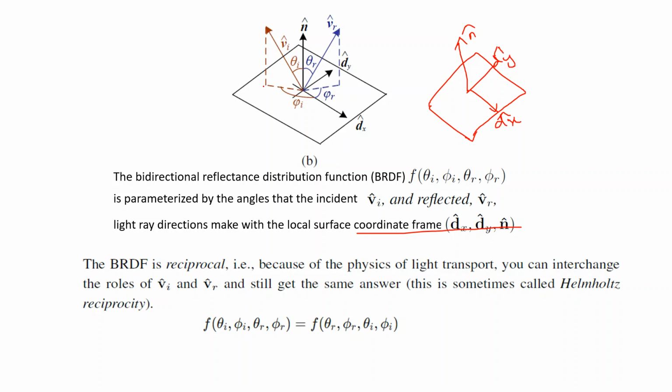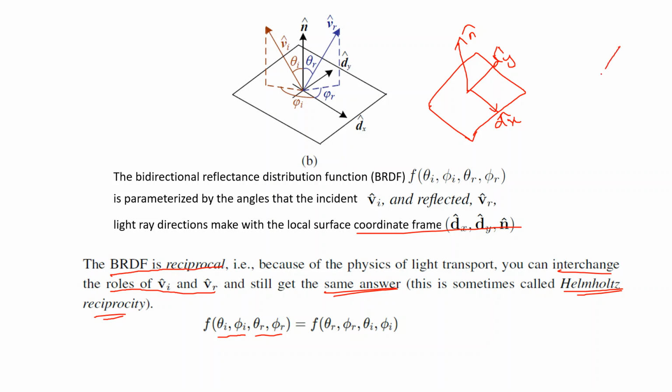Let us draw a perpendicular line like this. The angle between this dx and the perpendicular line is known as psi i. Similarly, the angle between the perpendicular direction and the dx is known as psi r. So it is a combination of theta i, theta r, psi i and psi r. Note here the BRDF is reciprocal, which is also known as Helmholtz reciprocity, which means you can interchange the roles of Vi and Vr, and we will get the same answer.